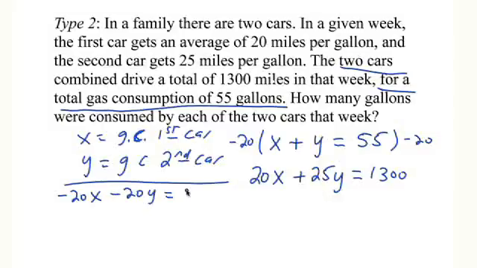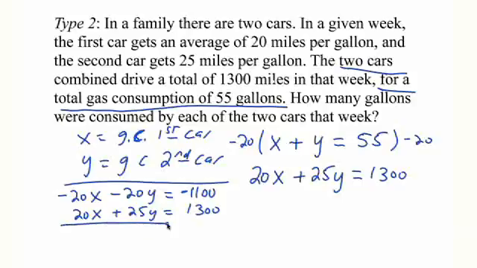55 times negative 20, I'm going to do this in two steps. 55 times 2, I believe, is 110. So 55 times 20, I believe, is 1,100. And notice it's negative 20, so I think this is negative 1,100. Jerry, is that right? Okay, yes. Thank you. All right, and then the second equation I can just copy down now. This is 20x plus 25y equals 1,300.